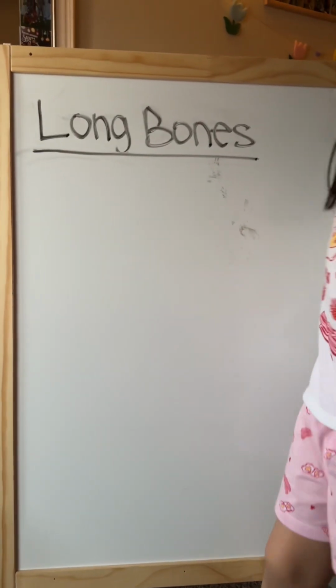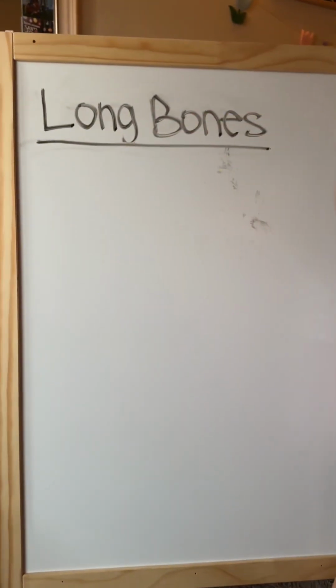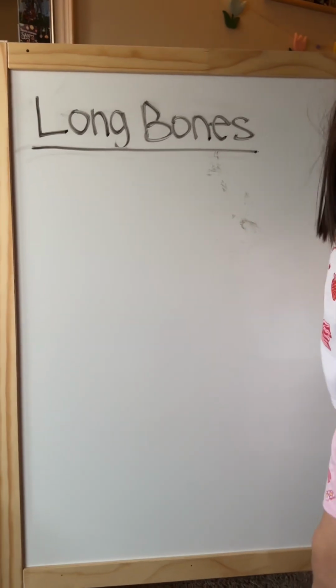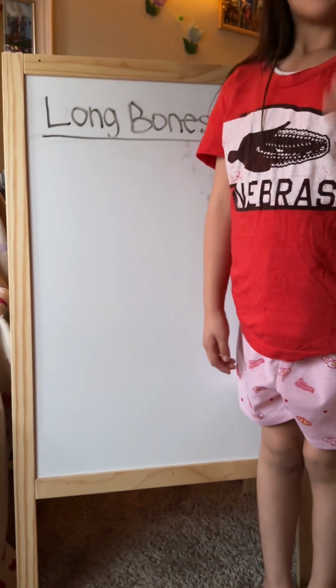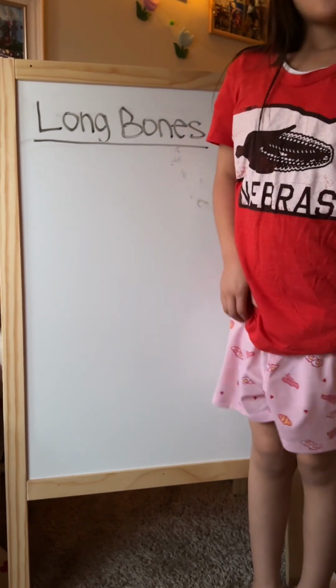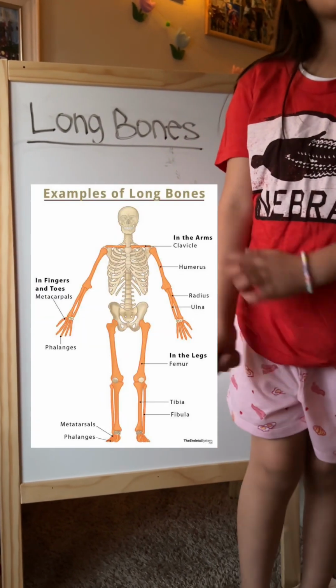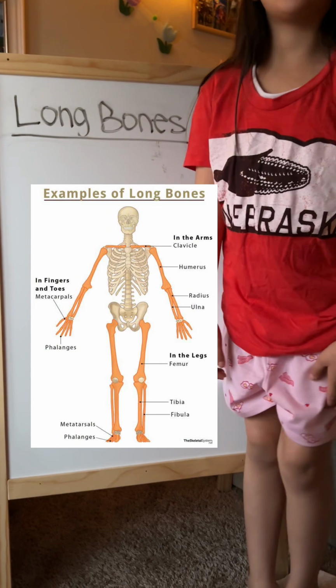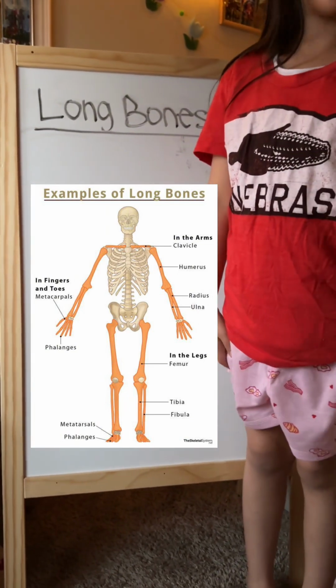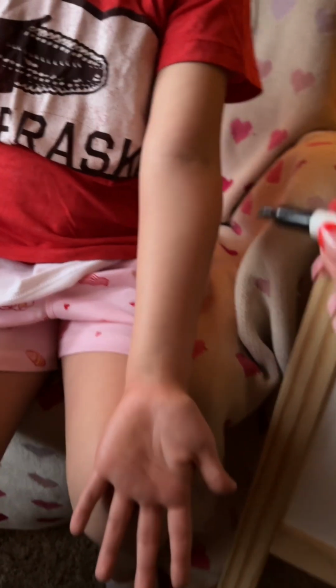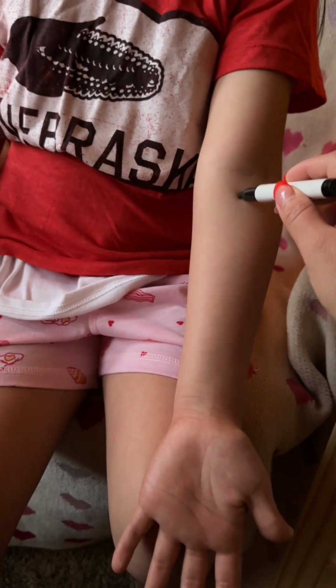Today we will be learning about long bones, and I have my assistant here with me who's going to help me out. Okay, so where are your long bones located, Melanie? They are located on your hands and your arms and your feet and your legs and the clavicle. Oh, your collarbone.